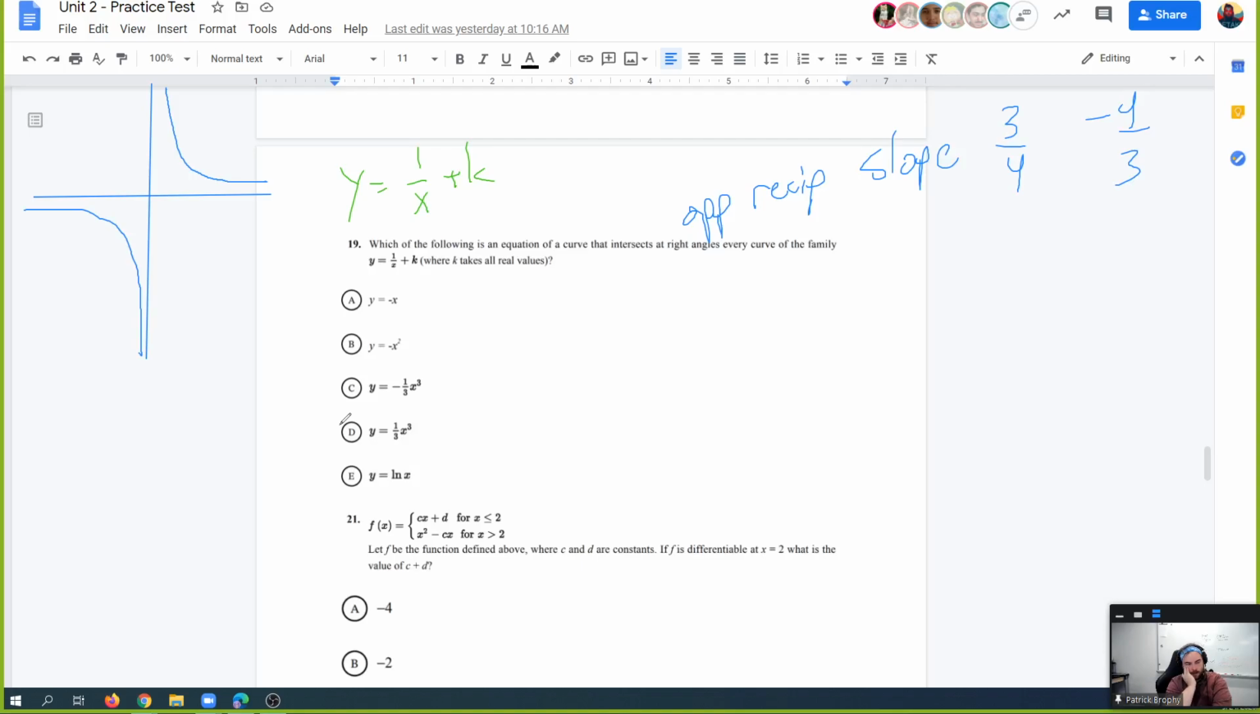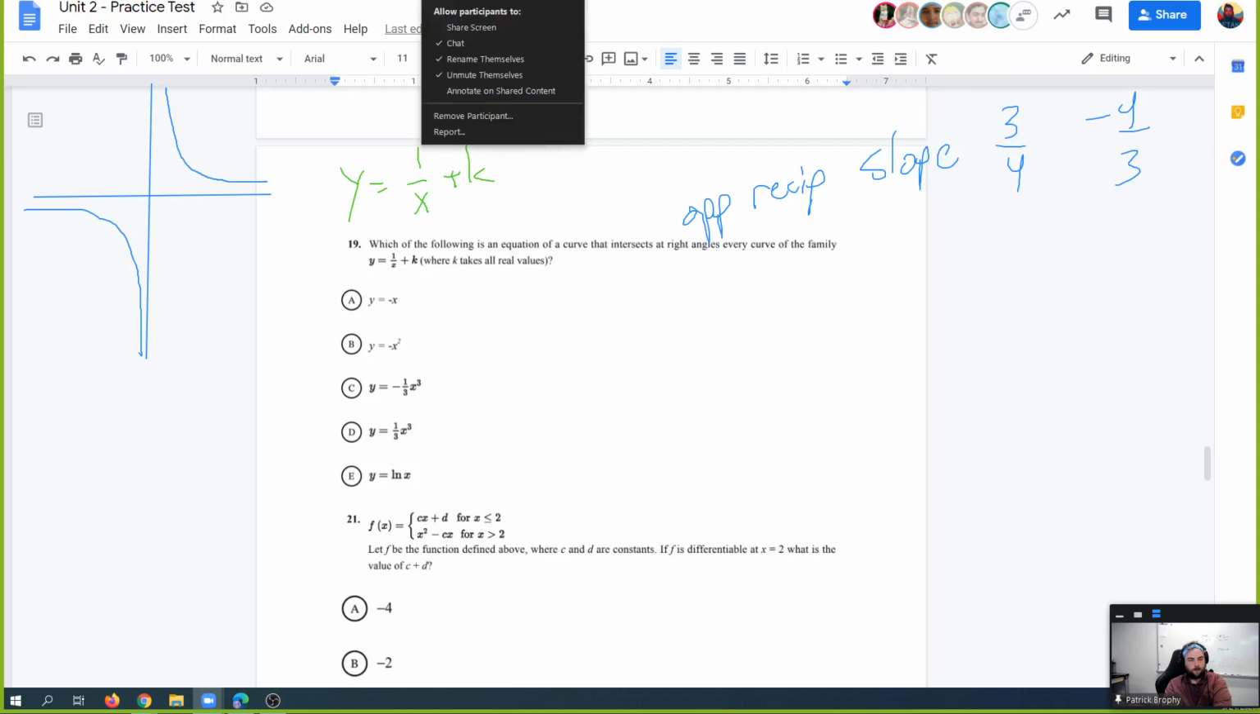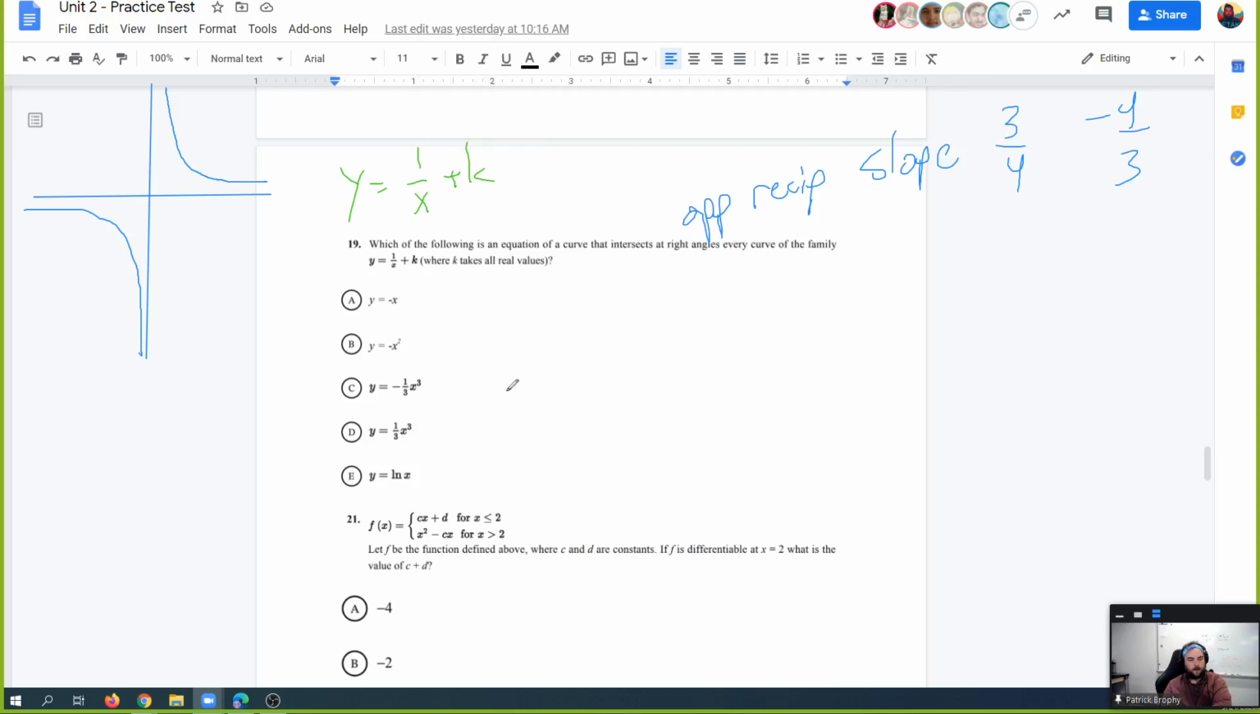So how would you prove it intersects at right angles? Okay, what is the derivative here? Okay, so we're looking at... Oh, you can't? Oh, my bad. Okay, now you can. So... I feel like that's a dumb question.